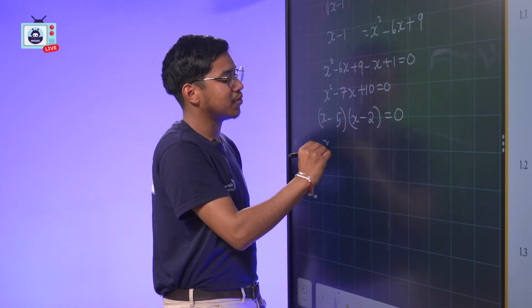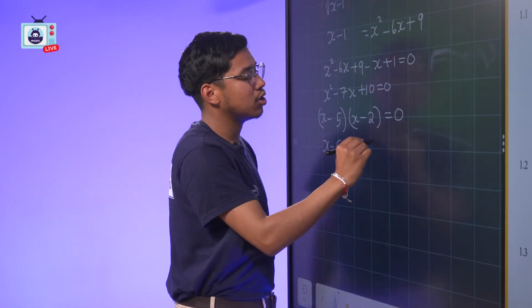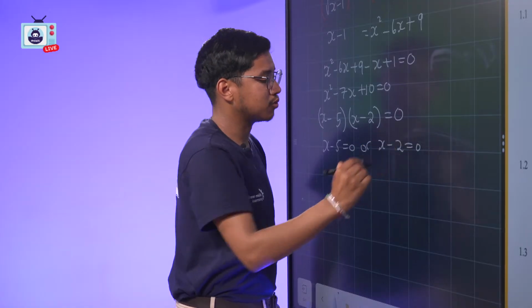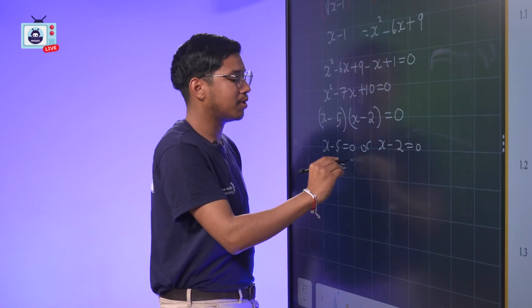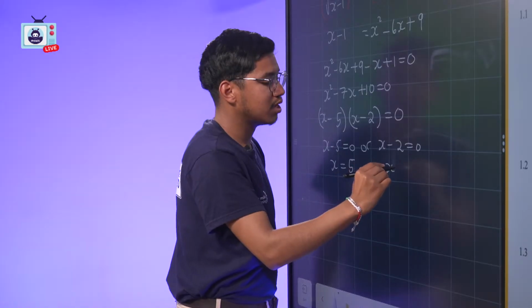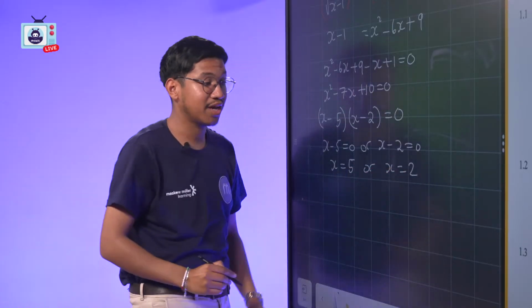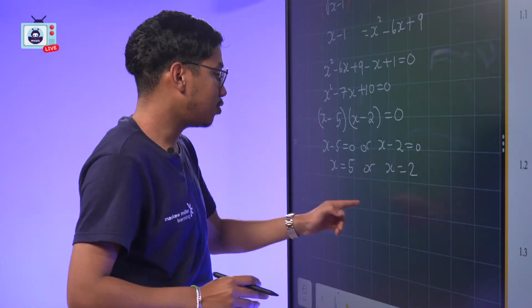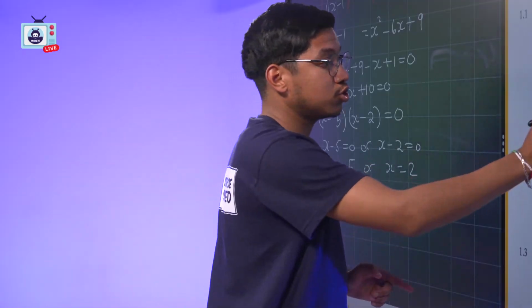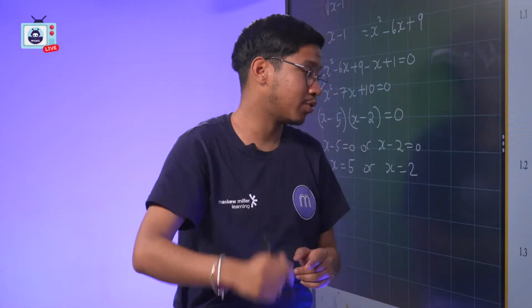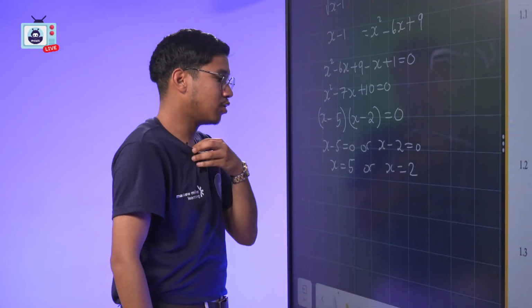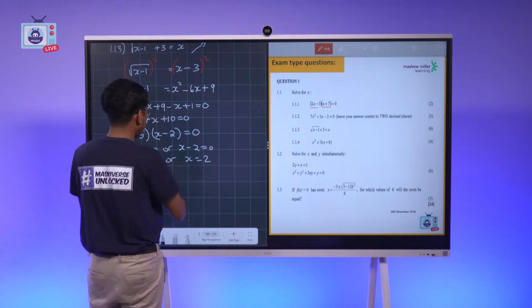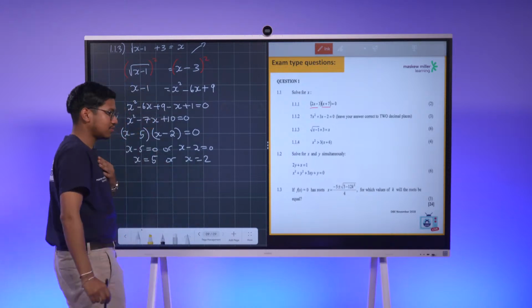All right? So now x minus 5 is equal to 0, or x minus 2 is equal to 0. So therefore, x will be equal to 5, or x will be equal to 2. Okay? But, very important, both these solutions do not necessarily satisfy this equation. I need to go and check which one satisfies the equation. So it doesn't mean if I found two solutions that both solutions will satisfy the equation.